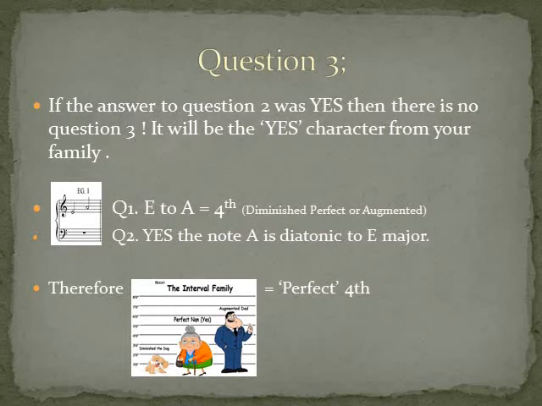In other words, we look at the first example, E to A, count the letter names. It's a fourth. What can we have? Well, a 4, 5 and 8 are perfect, so therefore it can be either a diminished or a perfect or an augmented. It can't be a major or a minor. Question number 2. Is the upper note one of the notes in the scale of E? Is it diatonic? Is A diatonic to E major? The answer is yes. Therefore, remembering your family, who was the yes character? Perfect. The answer is perfect fourth.